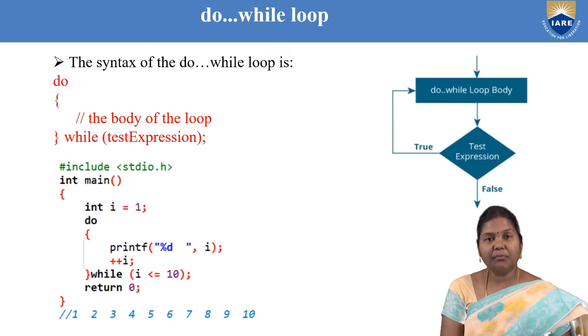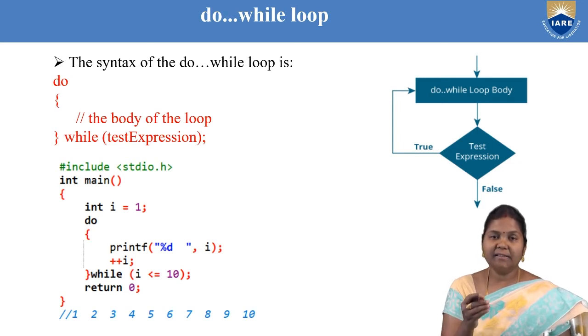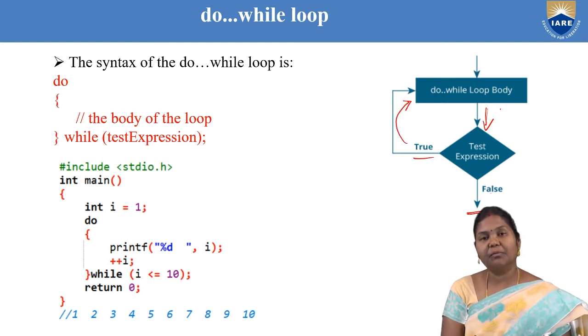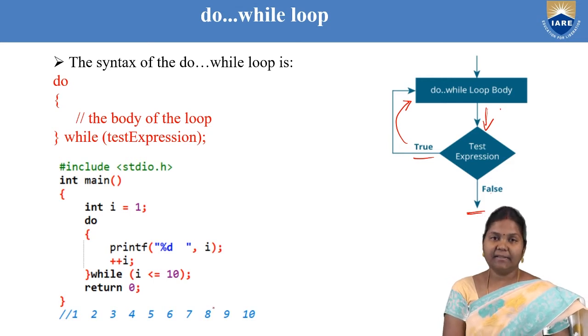Then the third type of loop is called the do-while loop. So do-while loop is known as the exit control loop. That means initially the body of the loop is executed once, then at the exit point the condition is tested. So you can see here, your loop body is executed, then the test condition is tested. If it is true, then repeat the body of the loop. If it is false, then come out of the loop. So this is purely exit control.